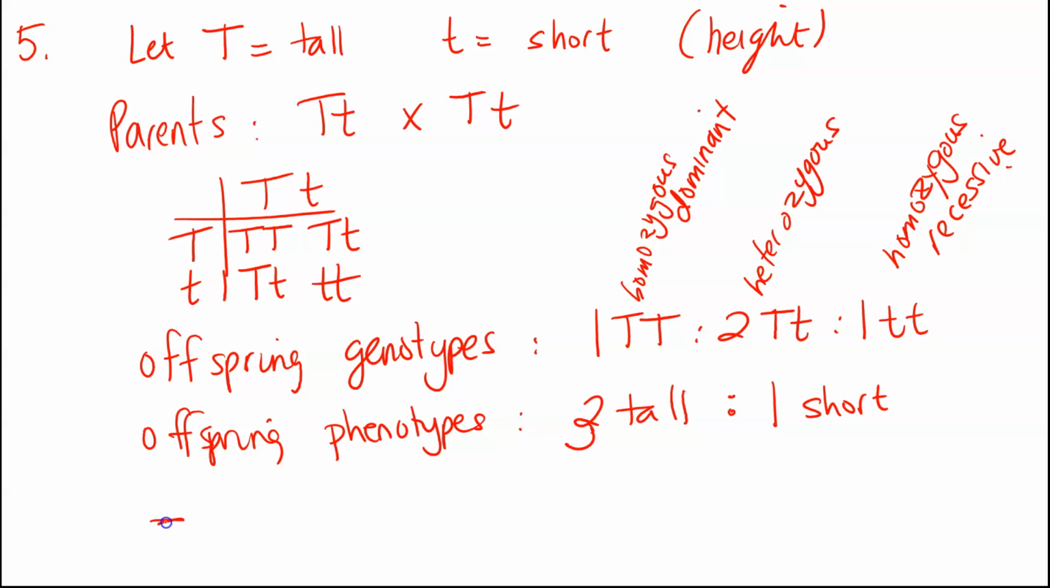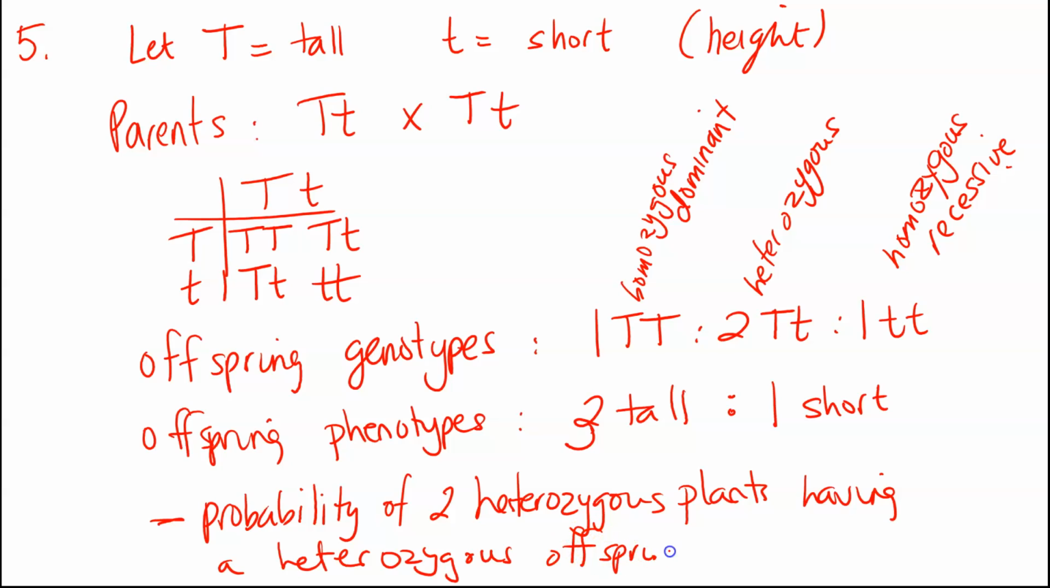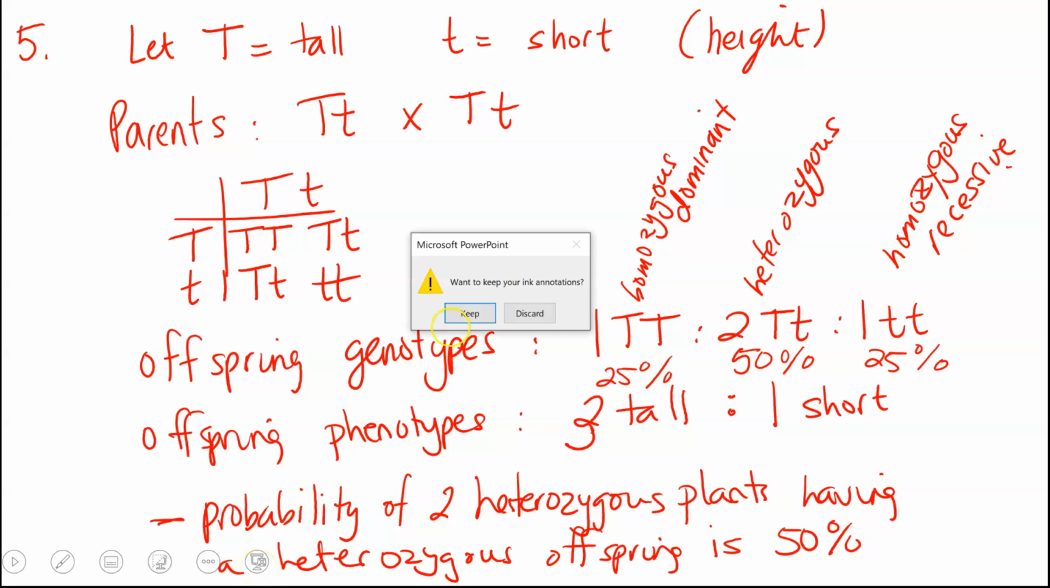Okay, so the probability of two heterozygous plants having a heterozygous offspring is 50%, because this represents 50%, this represents 25%, and this represents 25% as well. Okay, so let's do the next one.